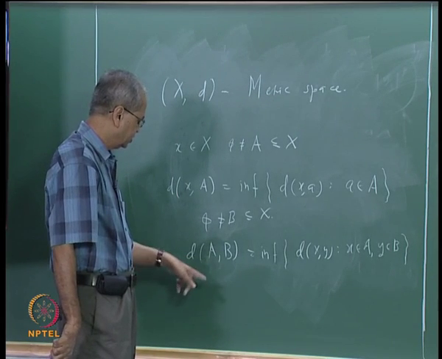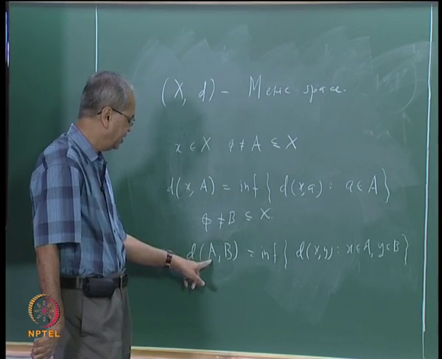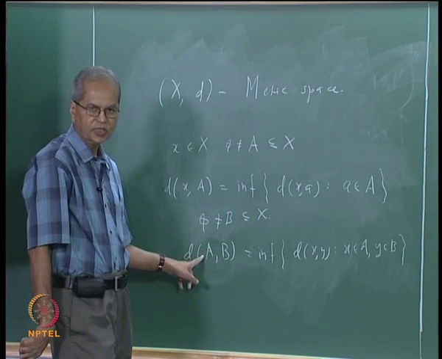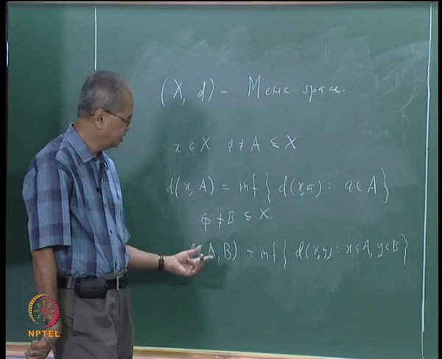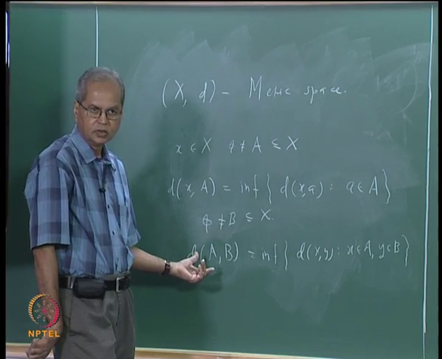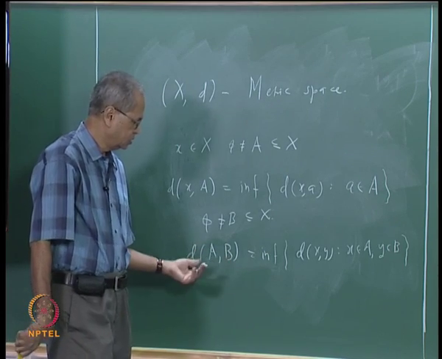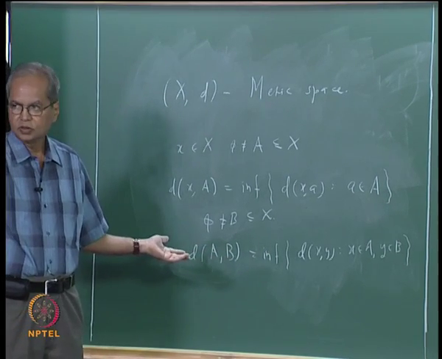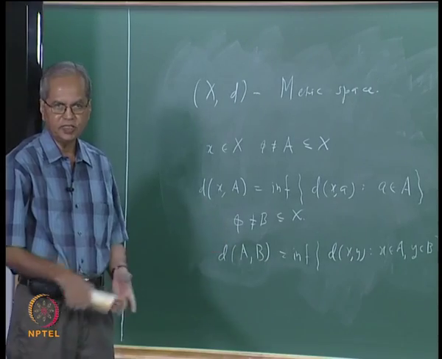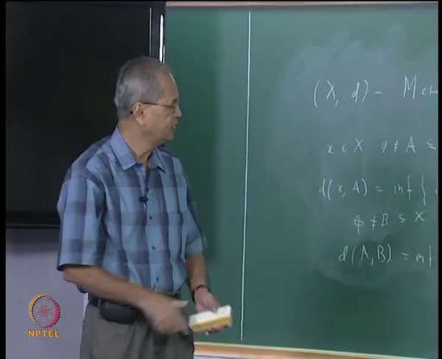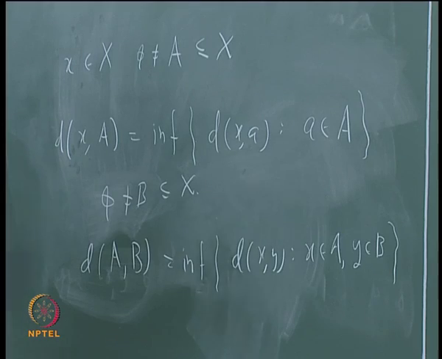Now one more thing. Suppose A and B have a non-empty intersection, that means there is some point common to both A and B. Then what can we say about the distance? The distance will be 0. Can you say the converse also holds? Suppose the distance is 0, can we say that they must have at least one common point? Again no, you can take a similar example there.